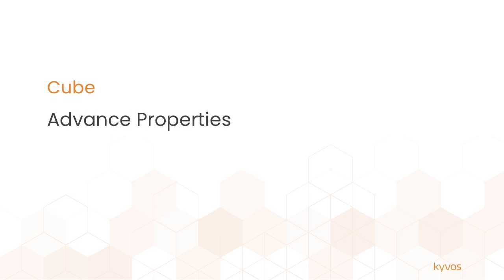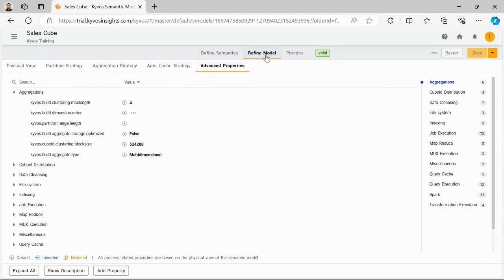Let's discuss advanced properties. In the Refine tab, click Advanced Properties to view and set specific properties. From there, you can view a list of grouped advanced properties. Expand the group to select the specific property and set its required value.